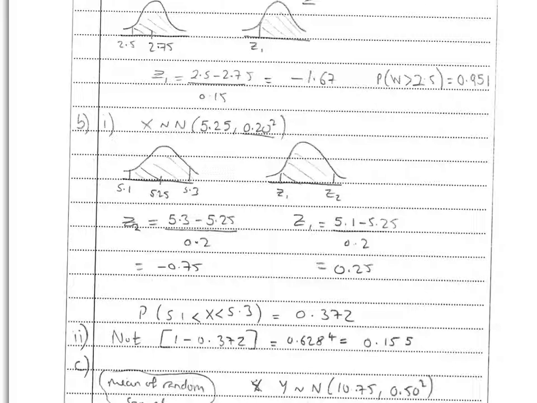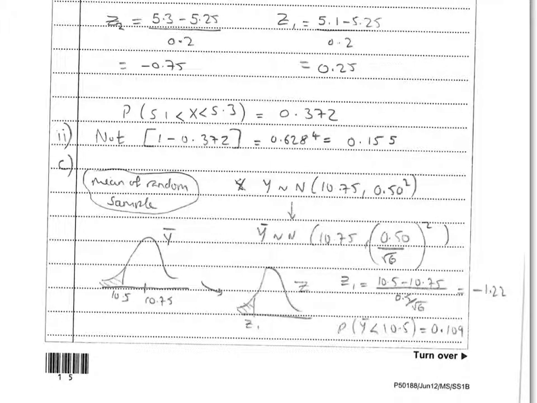For part 2, very simple. This is the probability that X falls between 5.1 and 5.3. So the probability it doesn't would be given in that range. And because we're looking at 4 of them in a row having that, we'll be doing that to the power 4.